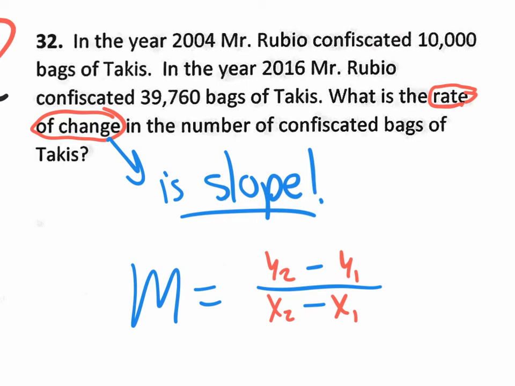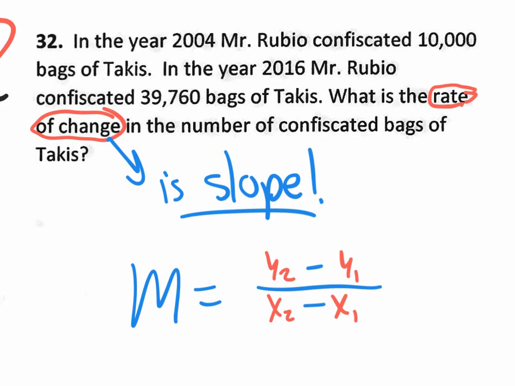Now the problem is we need coordinates, ladies and gentlemen. So are you able to read this information and come up with 2 coordinates? Now remember, a coordinate is an x and y value. Your x is your input, your y is your output. So give me one coordinate. 2004, 10,000. That's right. 2004 is your input, the year, and the output's the number of confiscated Takis bags, right?